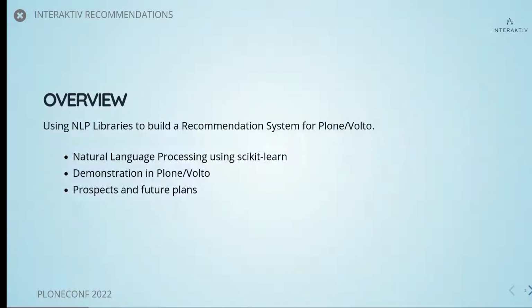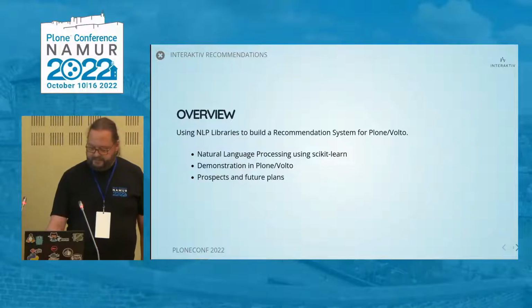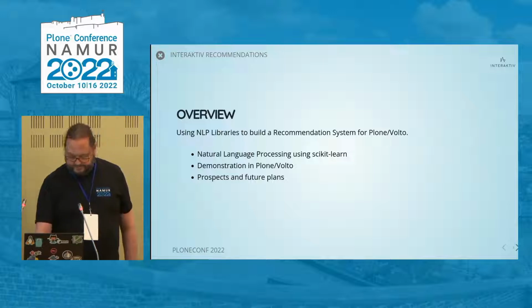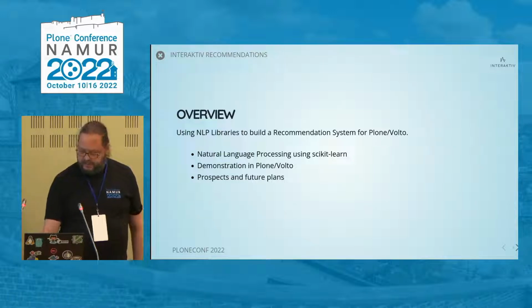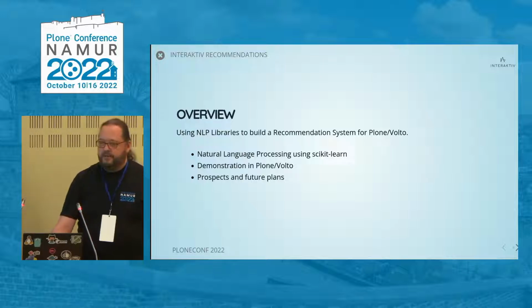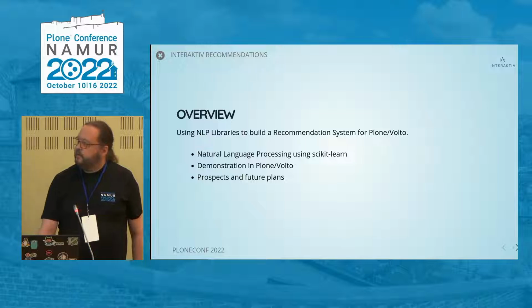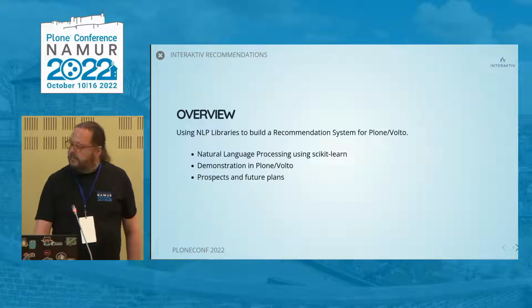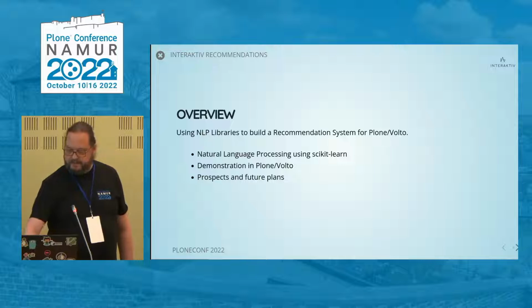This talk is about the content recommendation system we built for Plone and Volto, where we use natural language processing capabilities of scikit-learn to automatically suggest content based on text similarity. So the talk will be in 3 parts. First, we take a look at how you can use scikit-learn to calculate text similarities. Then Richard will demonstrate our add-on in Plone and in Volto. At the end, we will talk about future plans and other implementations.